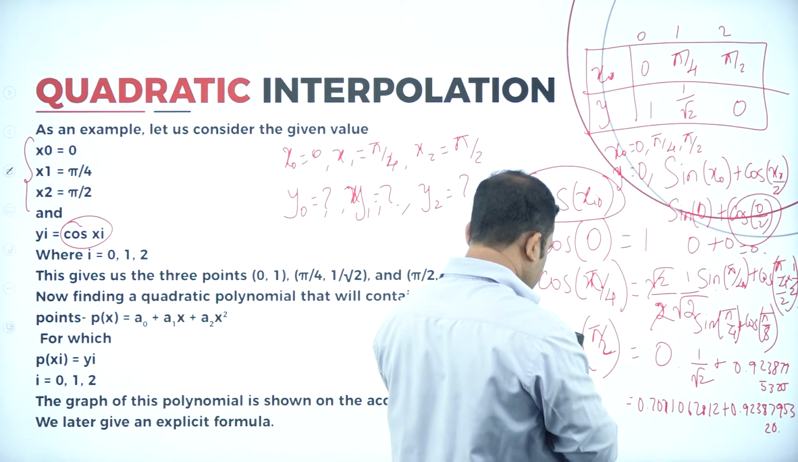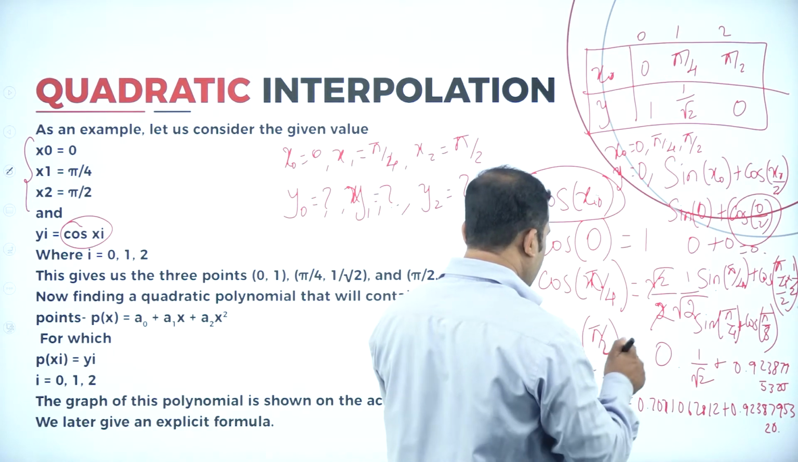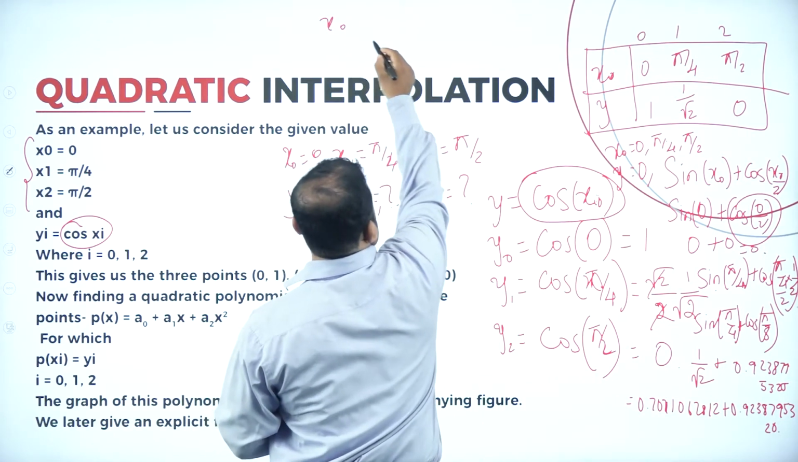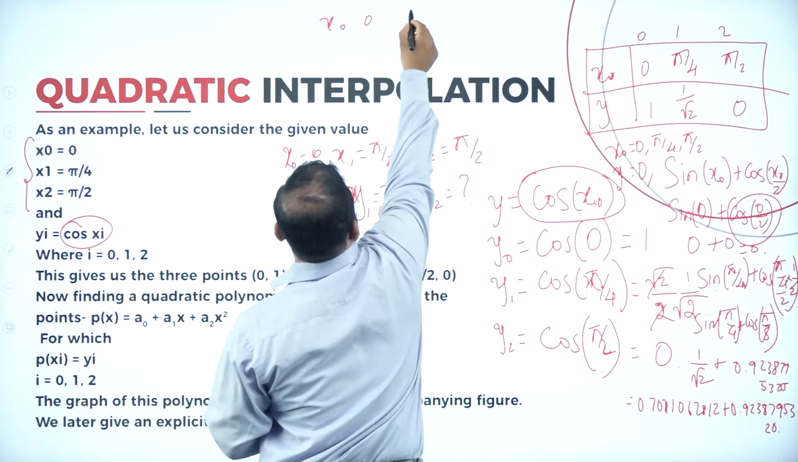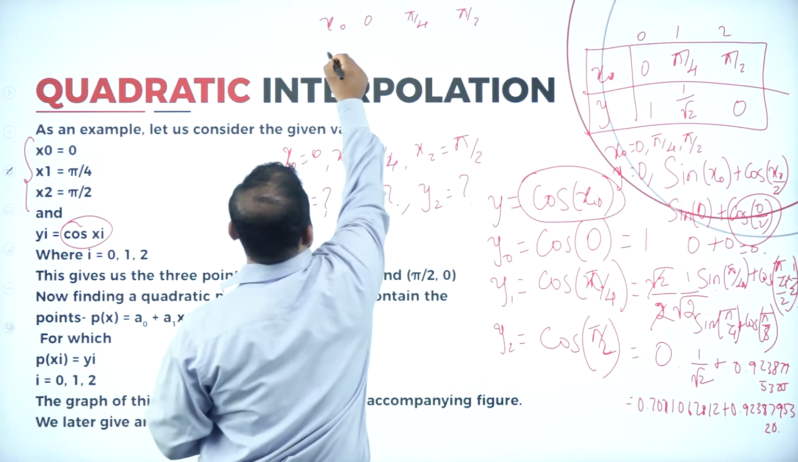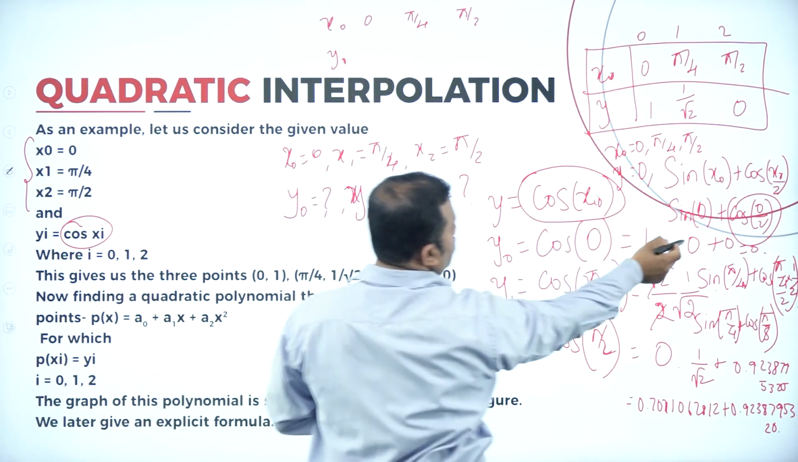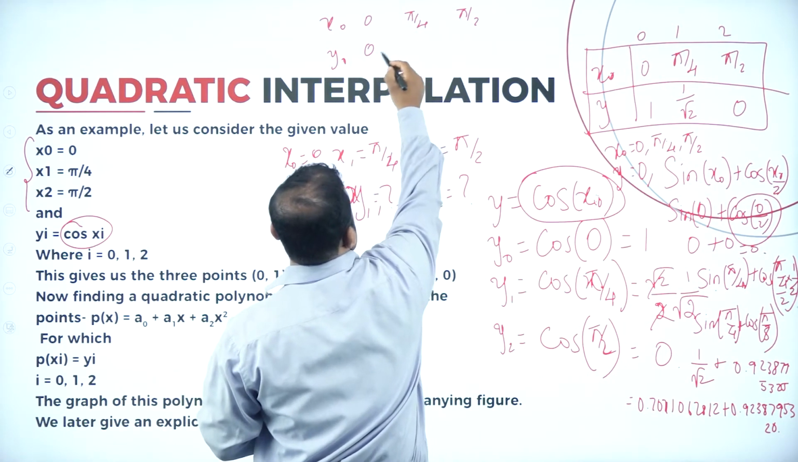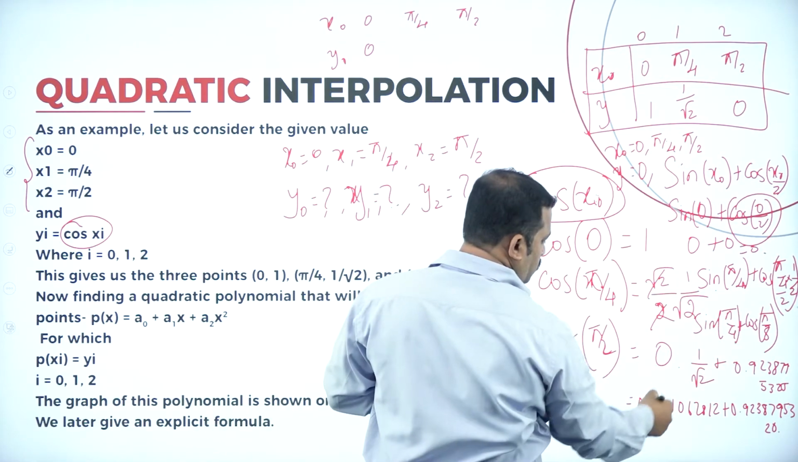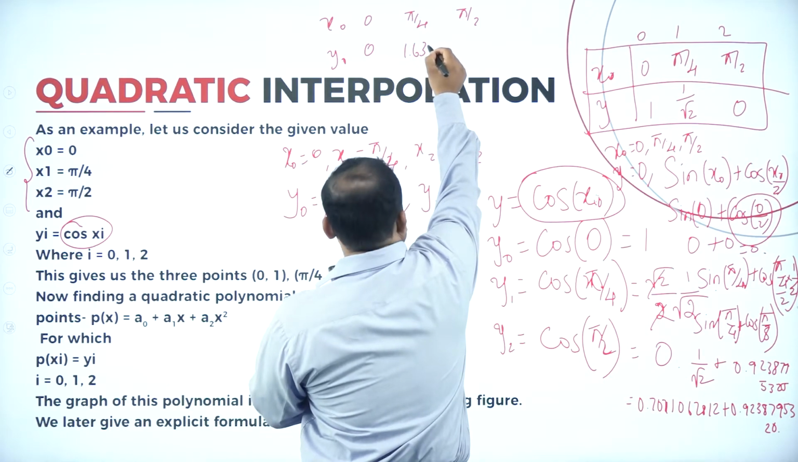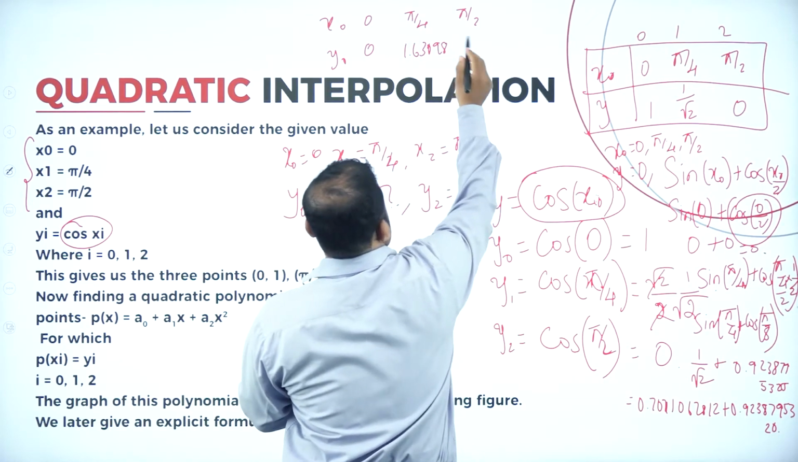If that is the case, I'll get the value, what is the value of x0 initially? It is 0, 1, that is pi by 4, pi by 2. What is the value of y0? y0 is what? 0. If I substitute that, I'll get the value 0. What is the value of y1? If that is the case, pi by 4, this turns out to be the value of 1.63098. What is the value for pi by 2?